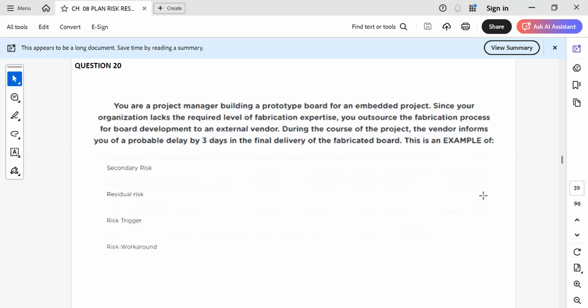You are a project manager building a prototype board for an embedded project. Since your organization lacks the required level of application expertise, you outsource the fabrication process for board development to an external vendor. During the course of the project, the vendor informs you of a probable delay of 3 days in the final delivery of the fabricated board. This is an example of, okay, because I have hired a vendor to take care of the risk, but now a new risk has arisen because of that, right? So this is a case of a secondary risk only, no, sir?